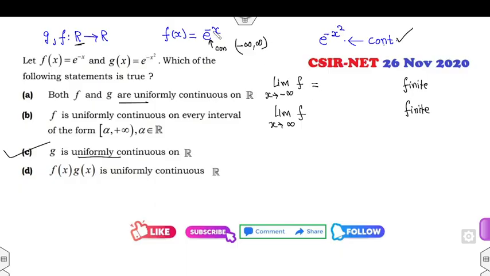What is the limit as x approaches minus infinity? This is e raised to the power plus infinity, which is not finite. But we can't say anything, because only if the interval is finite can you say. So that means we can't say anything about the continuity this way. How can you check the continuity? I can find the derivative.